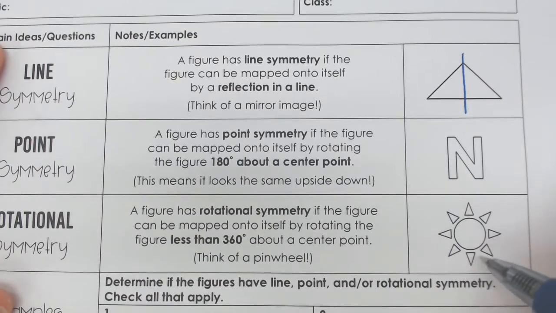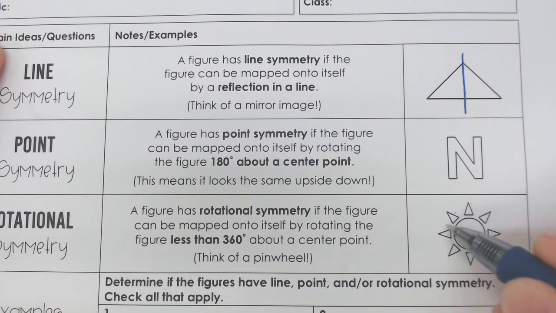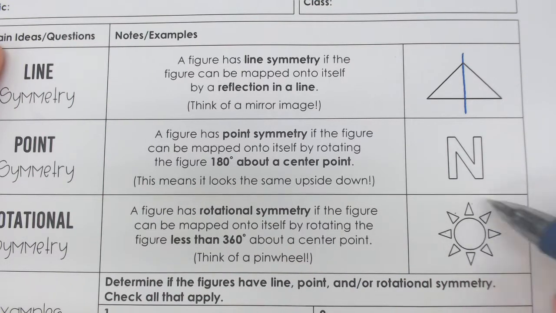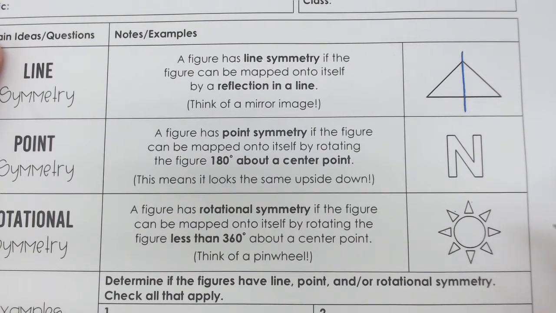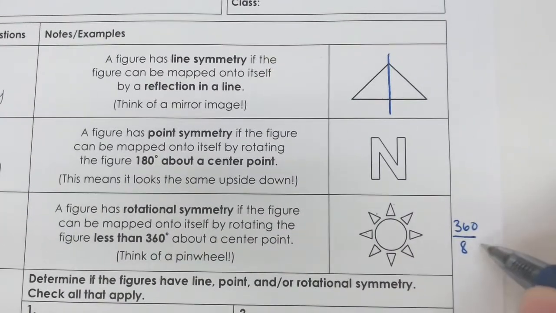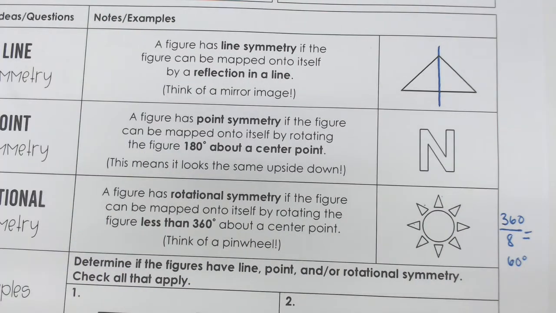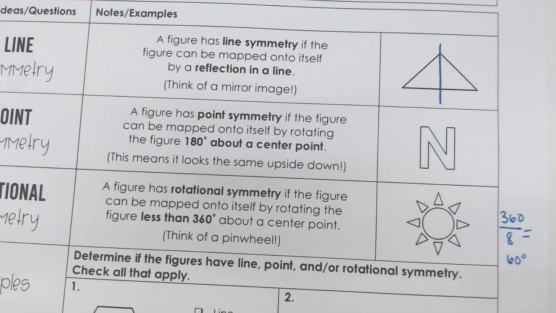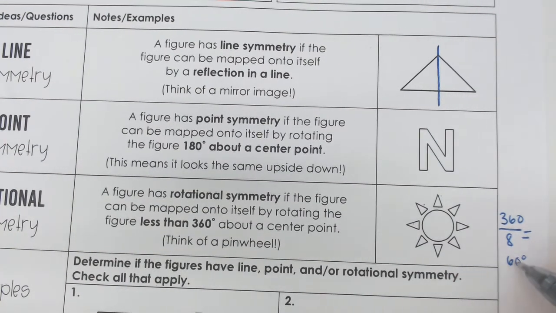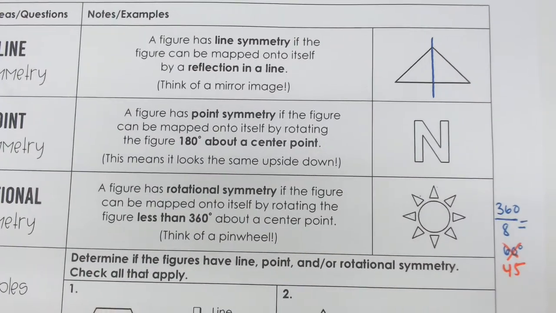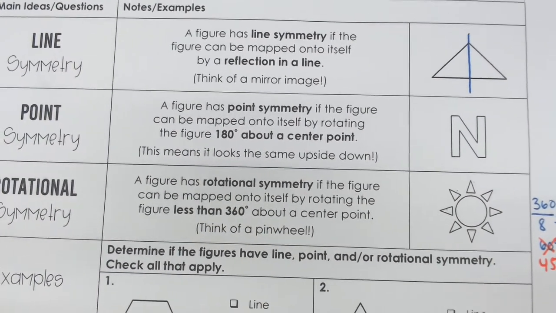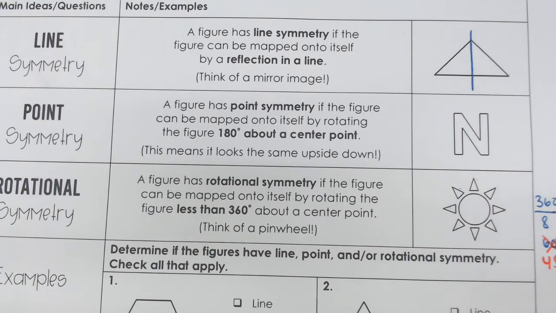So what you could do is count up 1, 2, 3, 4, 5, 6, 7, 8. There are 8 rays on this sunshine, and if you take the number 360 and divide by 8, that would tell you how many degrees you would have to rotate in order for it to be mapped onto itself. And 360 divided by 8 is, boy, it has been a long day. 360 divided by 8 is definitely not 60 degrees. It is 45. Big boo-boo. I had to run and get a calculator. So every 45 degrees that we rotate, it would be the same exact image as before.